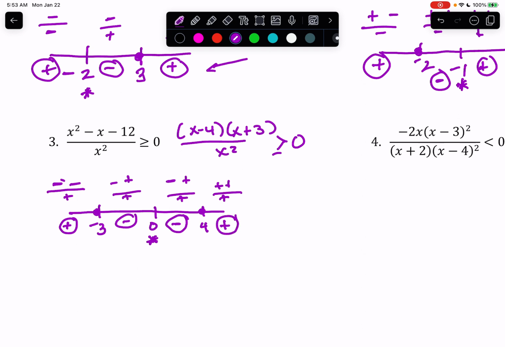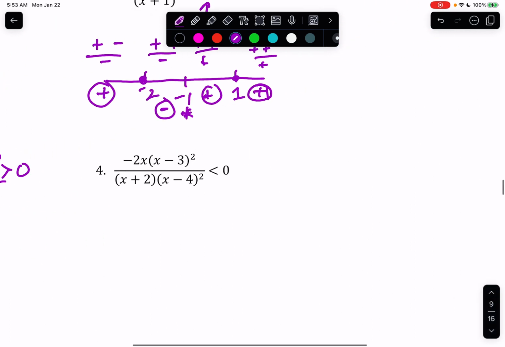It wants to know where it's greater than or equal to 0, and so I would have negative infinity to negative 3 with a hard bracket. And then again, it would be a hard bracket, 4 to infinity.